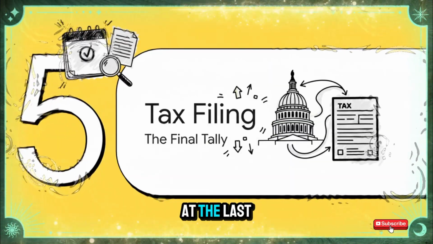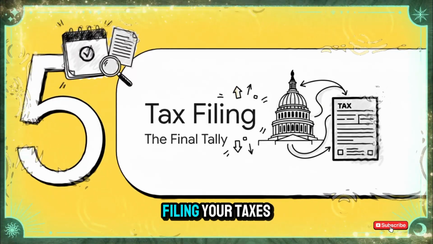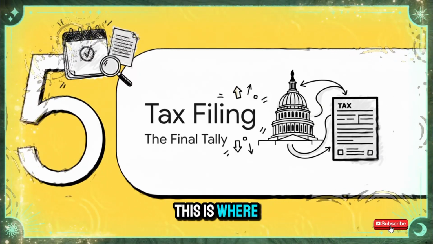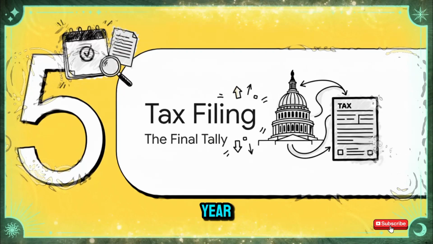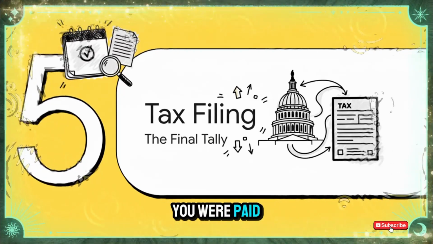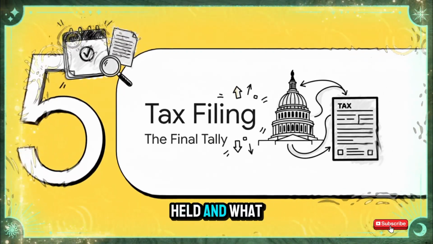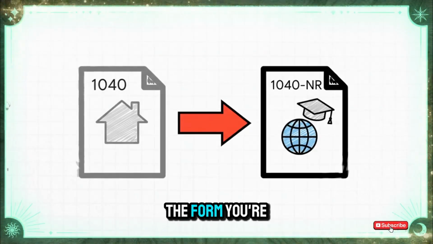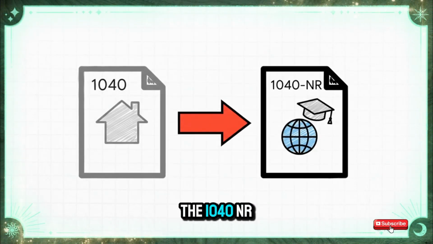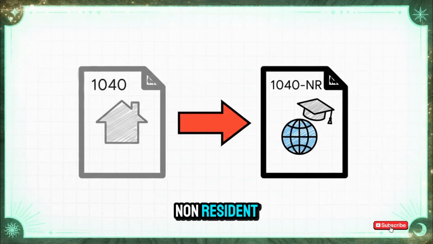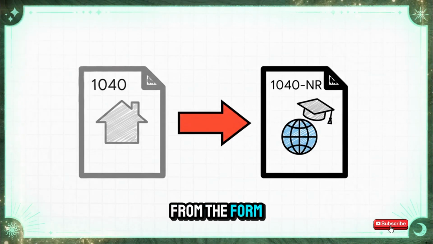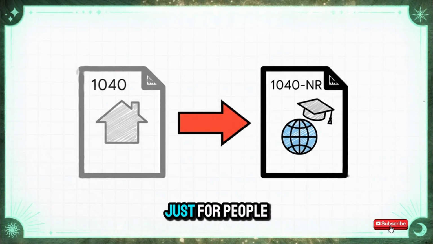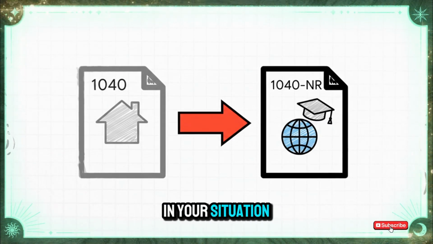All right, we're at the last piece of the puzzle, filing your taxes. This is where you square everything up for the year. You reconcile what you were paid, what tax was held, and what you actually owe. It's the final tally. The form you're looking for is the 1040-NR. See that NR? It stands for non-resident. It's totally different from the form US citizens use, and it's built just for people in your situation.